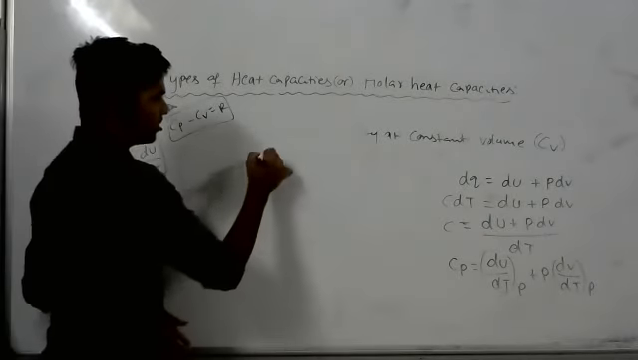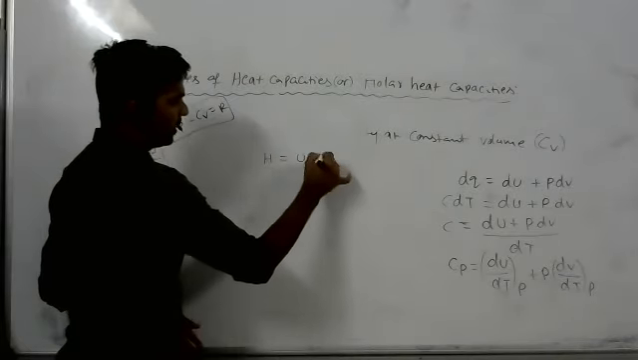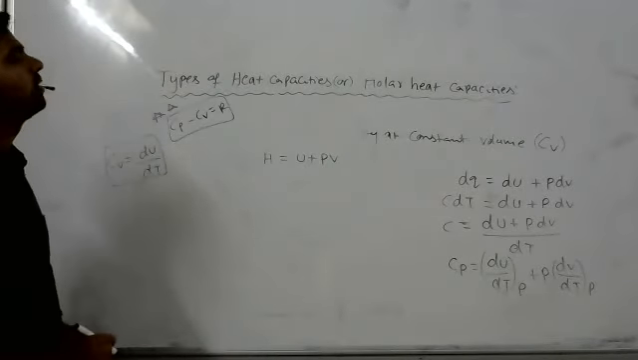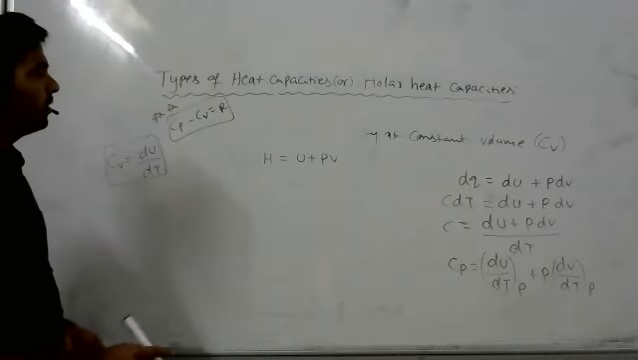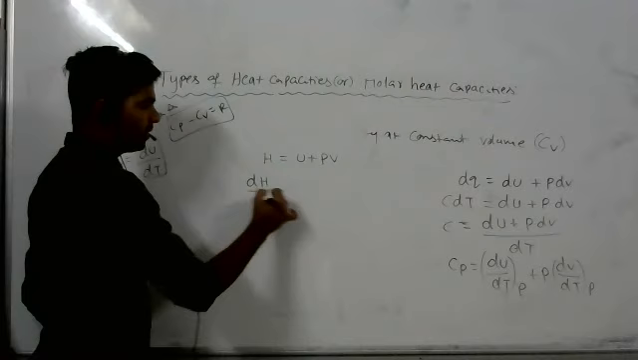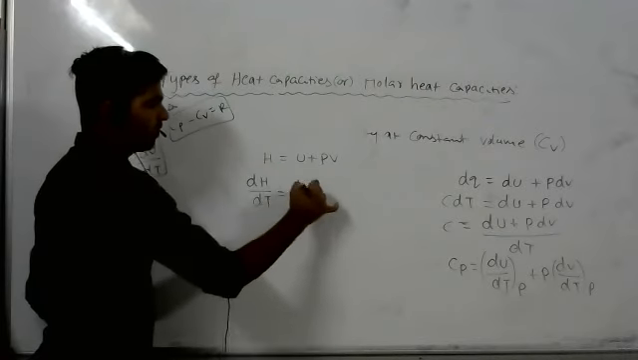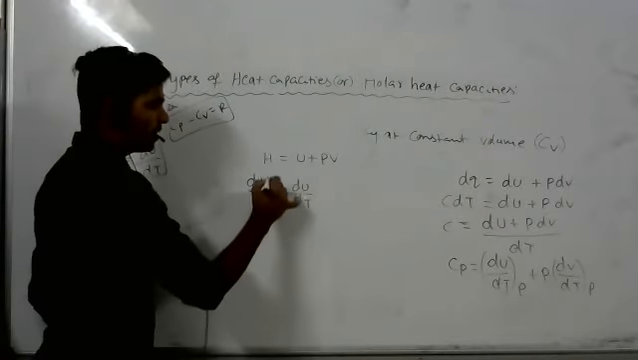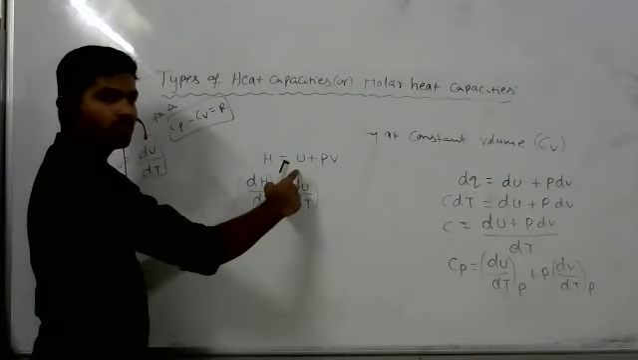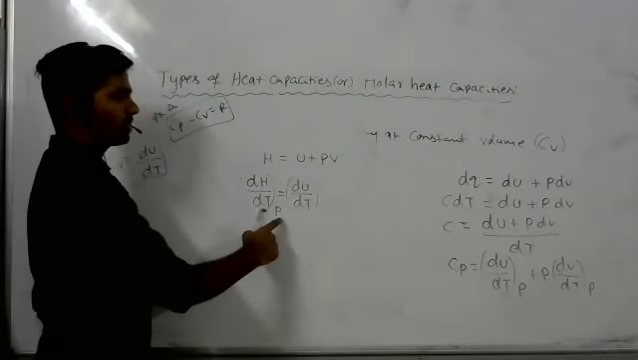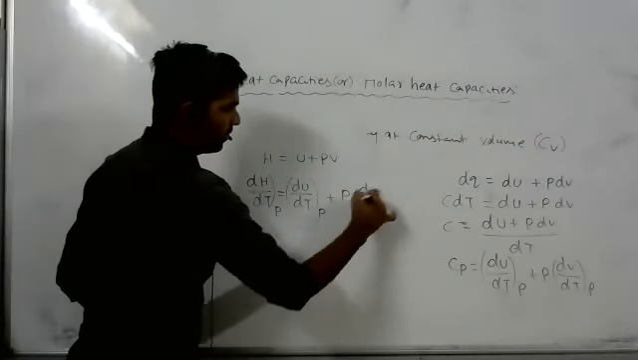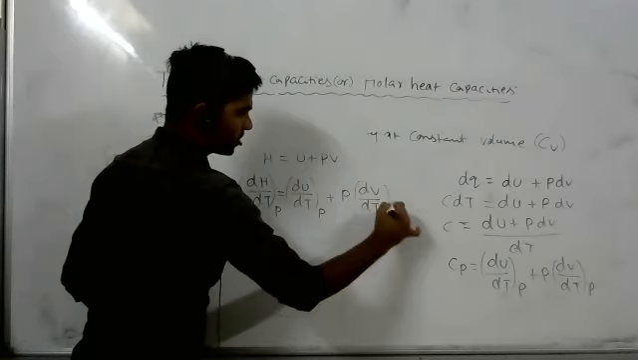We know the formula H is equal to U plus PV. Enthalpy, system enthalpy, we already derived this also. Suppose we do differentiation with respect to temperature, we may write dH by dT is equal to dU by dT at constant pressure. This we have to do at constant pressure. This equation is differentiated with respect to temperature at constant pressure, plus P into dV by dT at constant pressure.